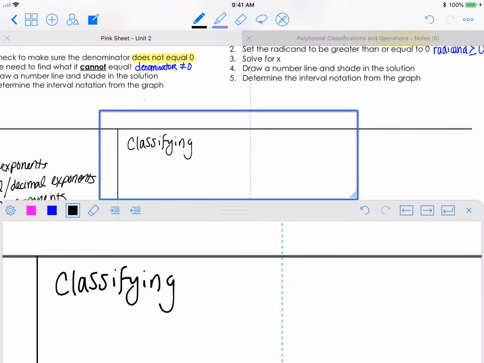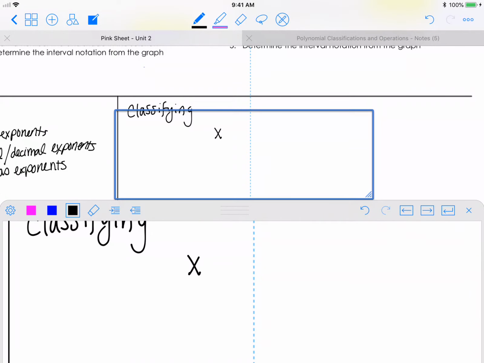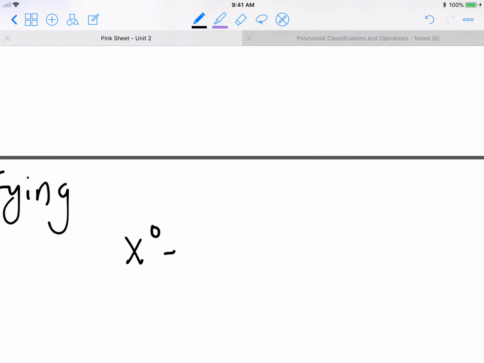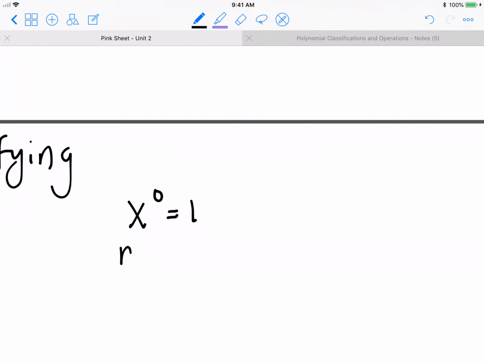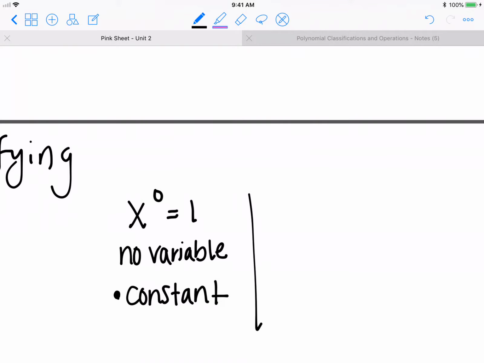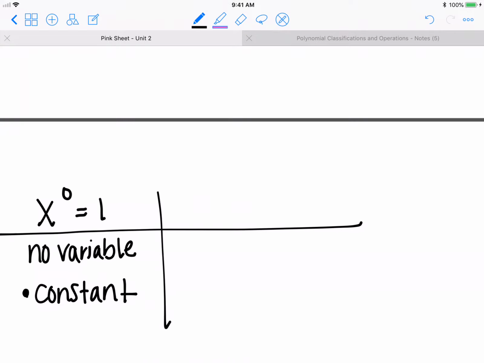Okay, so classifying. In here, if you have x to the 0, what is x to the 0? That's just a number of 1, not a variable. So it has no variable because anything to the 0 power is 1. So this is called a constant. Okay? So if we get a chart going here.